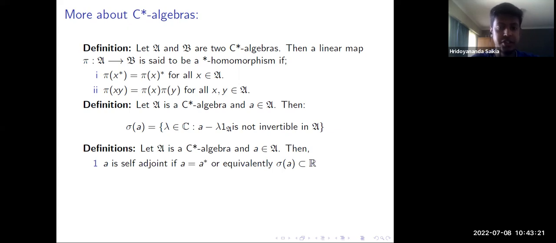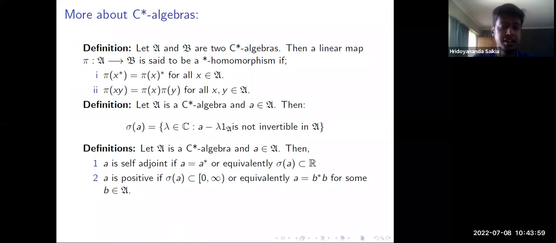Now here is some set of definitions. Suppose a is any element in the C-star algebra A. Then we call a self-adjoint if a is equal to its adjoint, or equivalently you may say that the spectrum of a is contained in the set of real numbers. Basically the spectrum of a is a subset of the complex field, but we say an element is self-adjoint if it is equal to its adjoint, or equivalently its spectrum is contained in the real line.